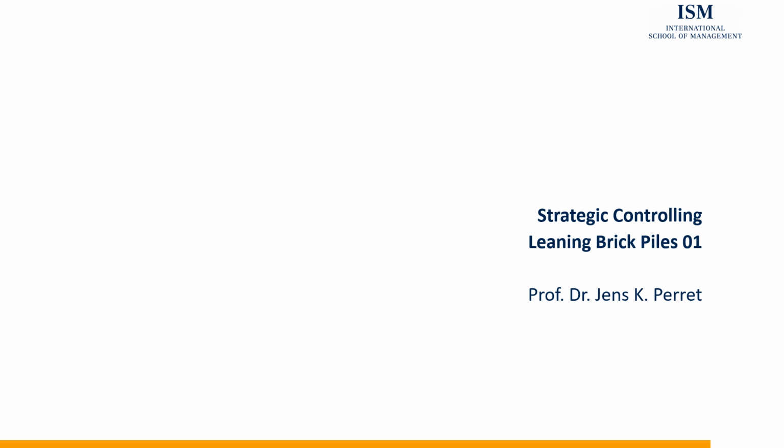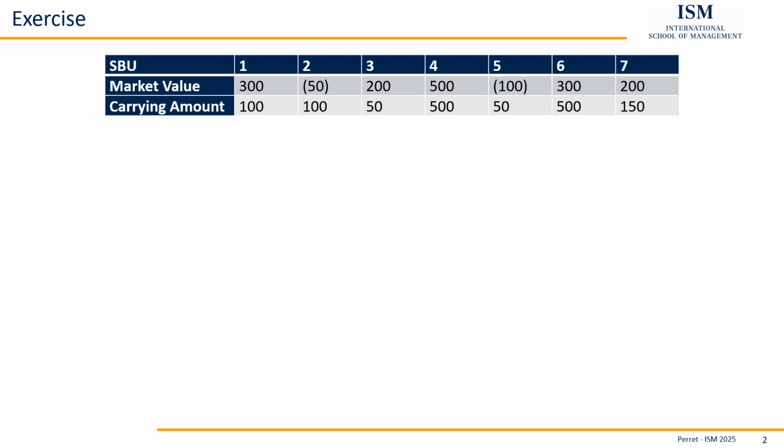Welcome to this exercise on the leaning brick piles approach. Here we have the data for 7 business units, as in their market value, so how much are they worth on the free market, and the carrying amount or book value, so how much should they be worth according to our own bookkeeping, based on what we spent invested in them.